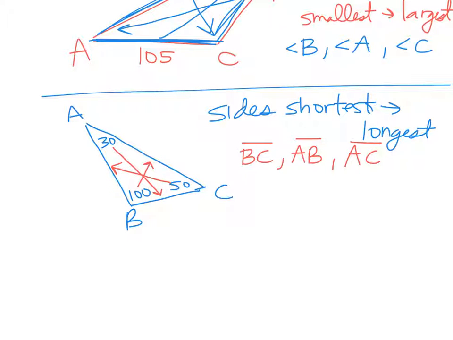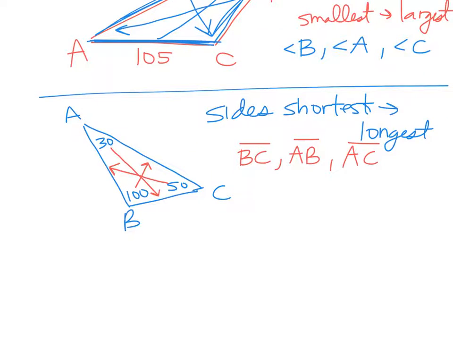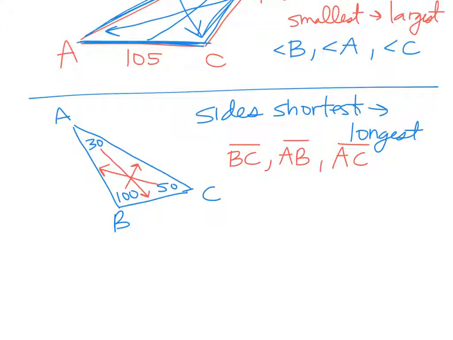Yeah. Why is after BC AB, not like AC? Because AB, right, this side right here is across from the middle angle, right? The smallest angle was 30. So that brings us to BC. The next smallest angle is 50. Well, the side across from 50 is AB, right? The biggest angle is 100, and across from that is AC. Okay?